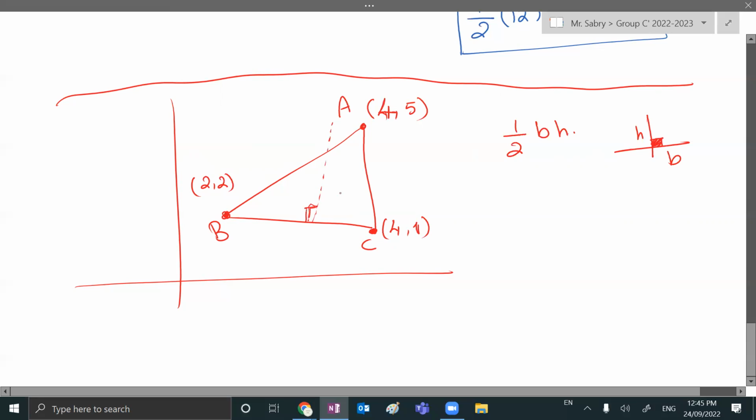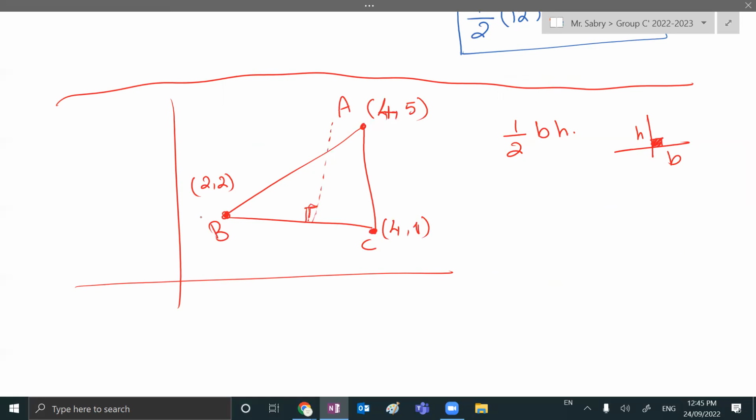Can I get the height out of this? I can't, unfortunately. Why? Because BC is tilted. BC is not a horizontal line. BC is a tilted line. So I would not be able to find the height.